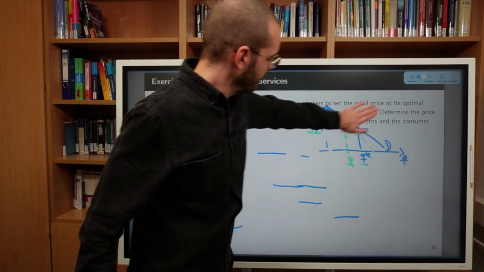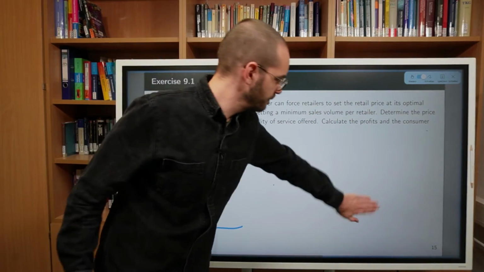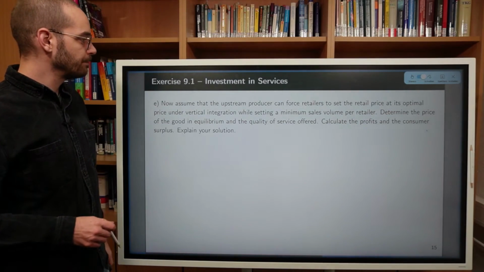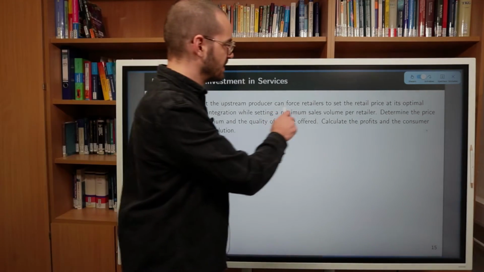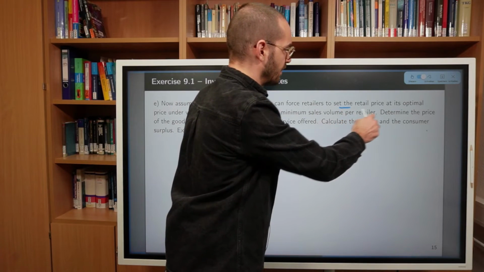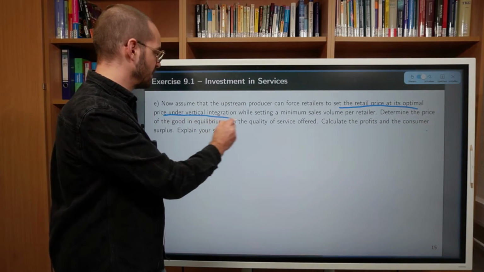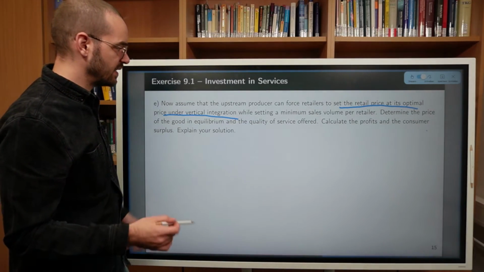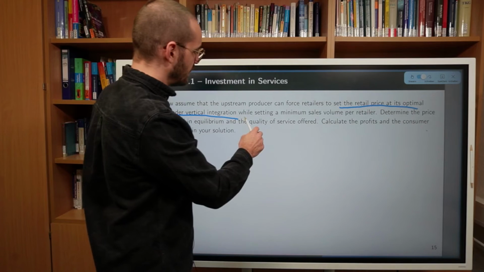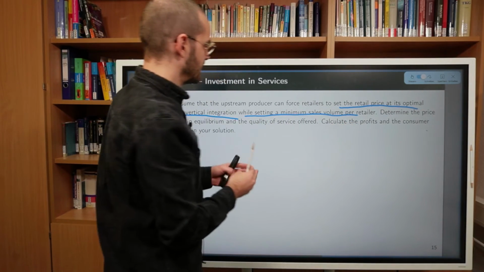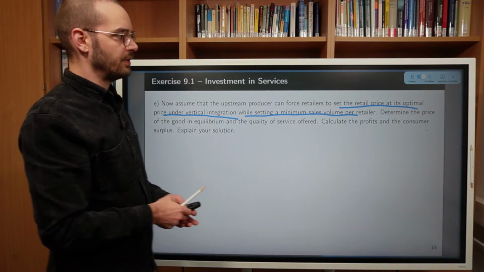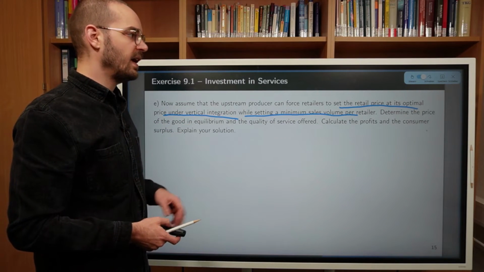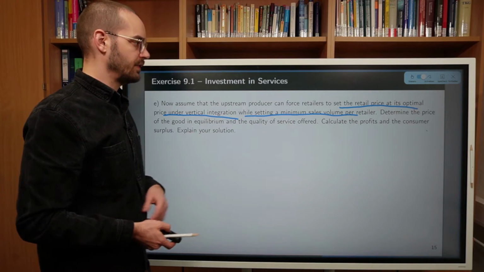Now one more version of this model. Let's now consider that the upstream firm can force the retailers to set the retail price under vertical integration, similar to what we just analyzed, but so far the same. At the same time, they are setting a minimum sales volume per retailer, and then we are asked to determine the price of the goods in equilibrium and the quality of service offered.